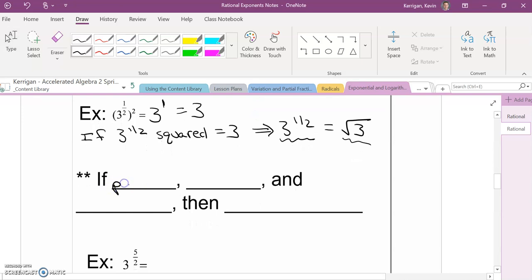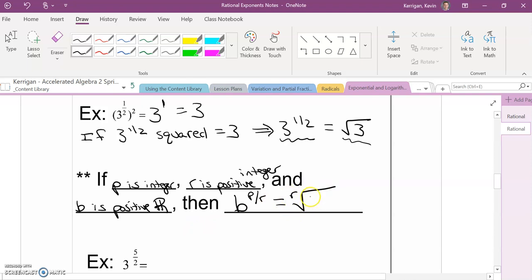If P is an integer and R is a positive integer and B is a positive, and I'm just going to put the sign for the real numbers, so B is a positive real number, then if I have B raised to the P over R power, that is equivalent to the rth root of B all raised to the P power. Okay? This is a big deal.